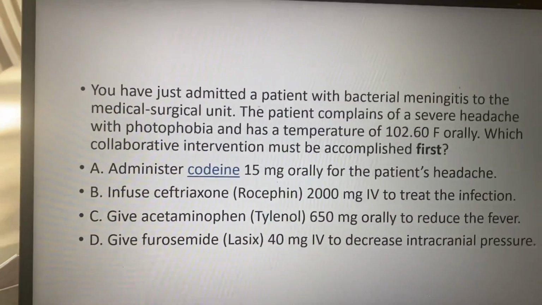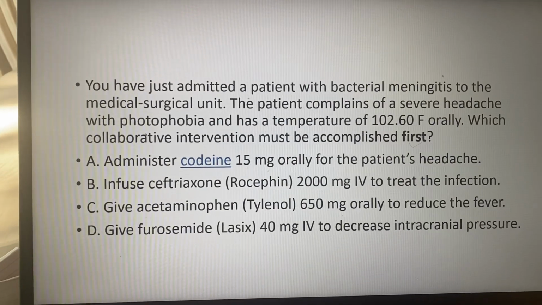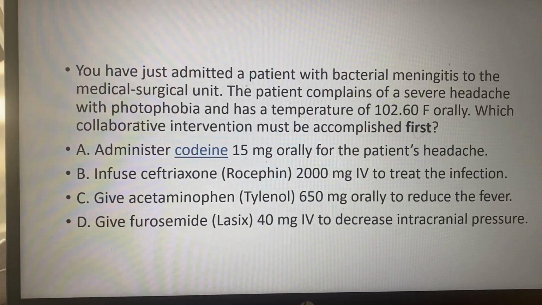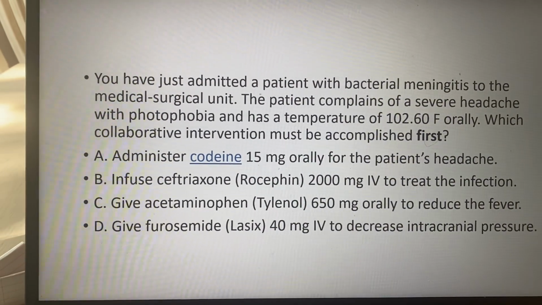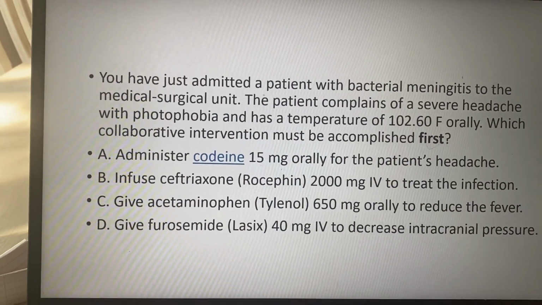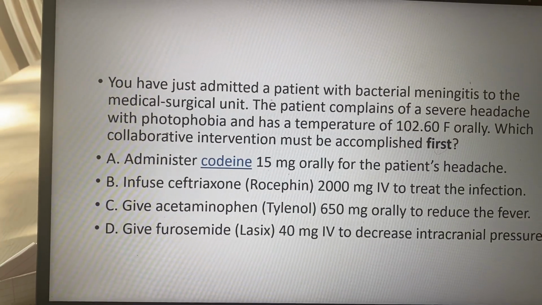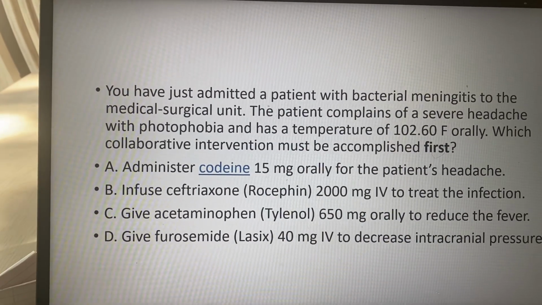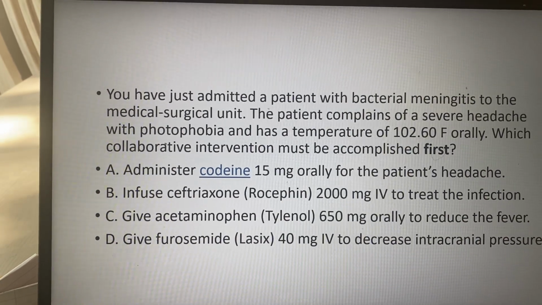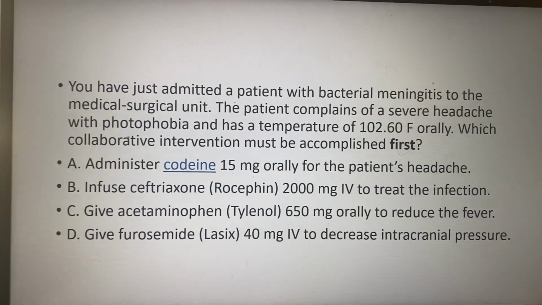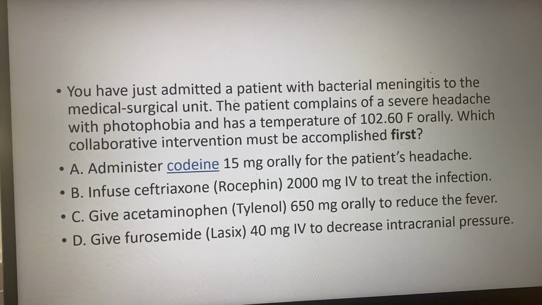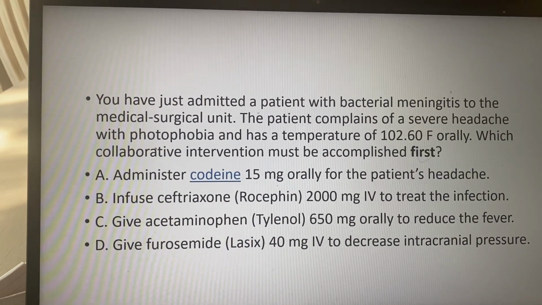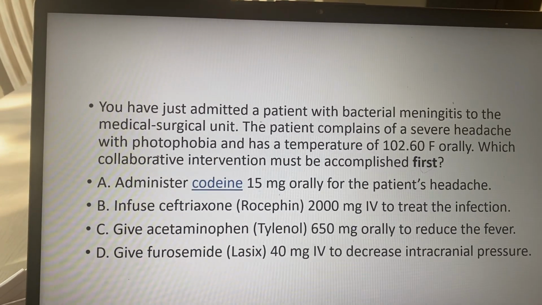All right, so as you know, I encourage you to read it so that you're in the habit of reading the question as it is. Paraphrase. How would you paraphrase this? What are your keywords in here, right? So I'm looking at bacterial meningitis, severe headache, photophobia, temperature of 102. Which intervention must be accomplished first, or should you do first, right? And then you're going to put yourself in the position of this nurse. Which intervention should I accomplish first?